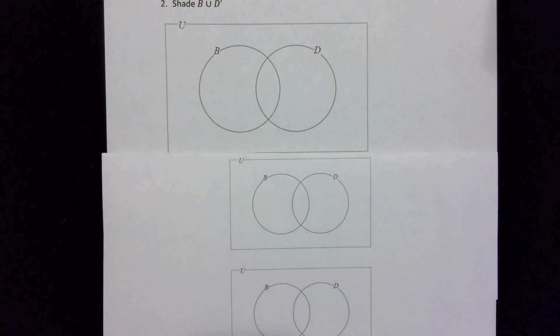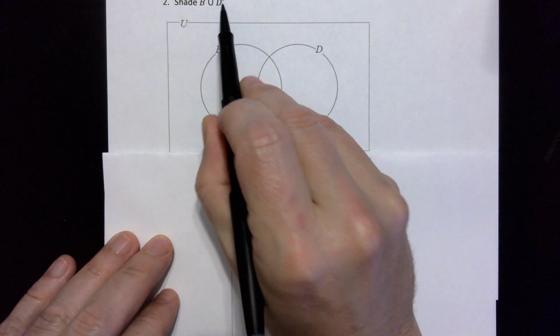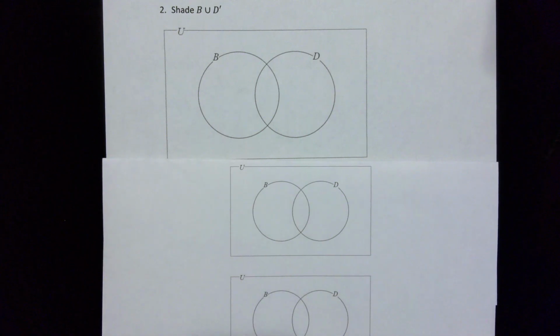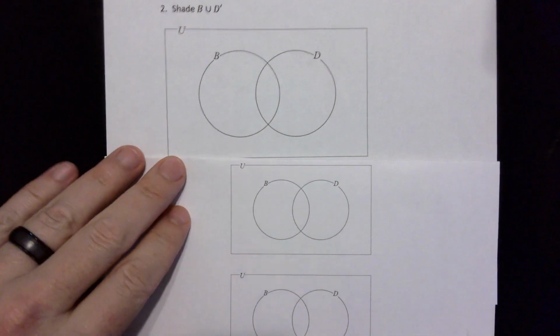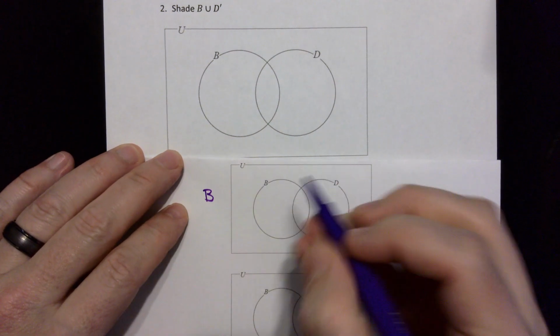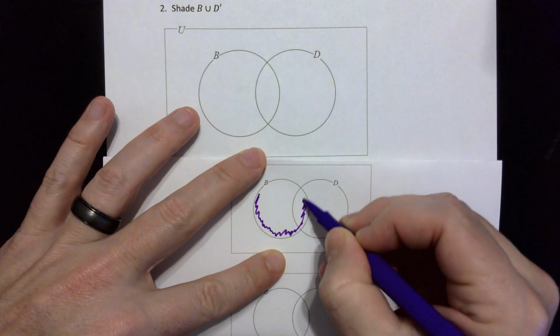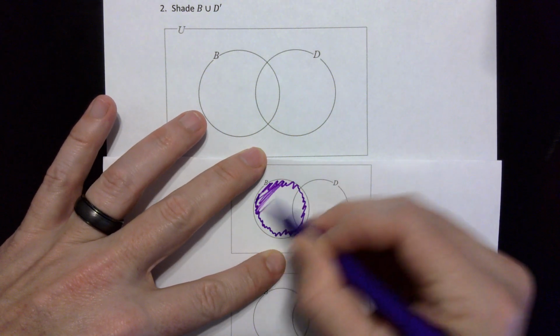On this one, we're asked to shade B union D complement. Okay, so it would be D complement. So let's do the same thing that we did before. The first thing I'll shade is B. So this will just be B that I'm shading here. So that is this. All of B will be shaded.